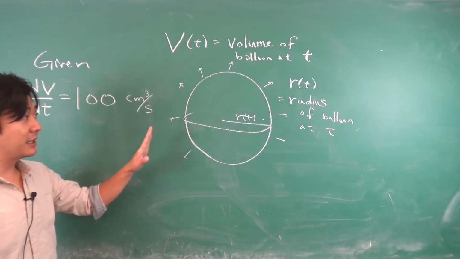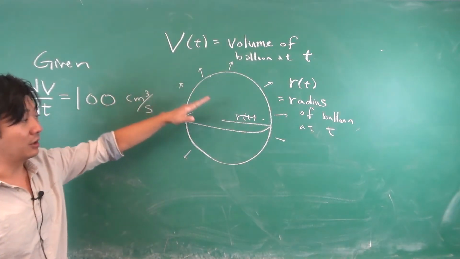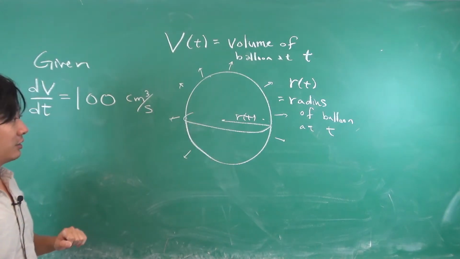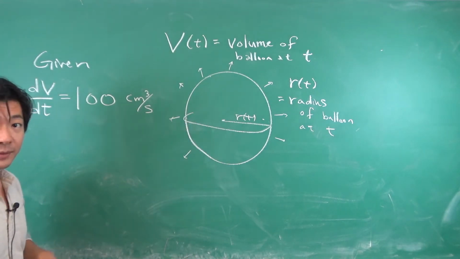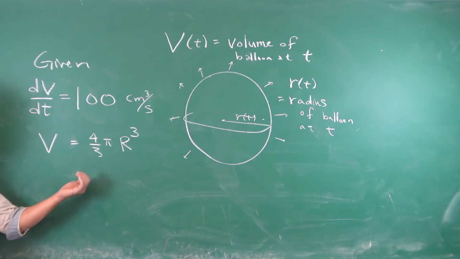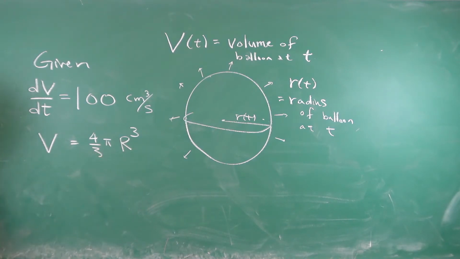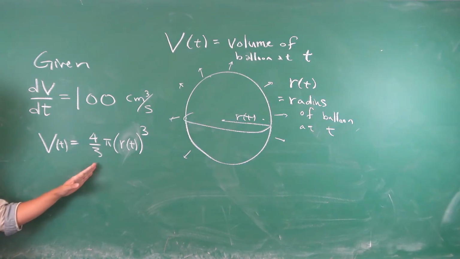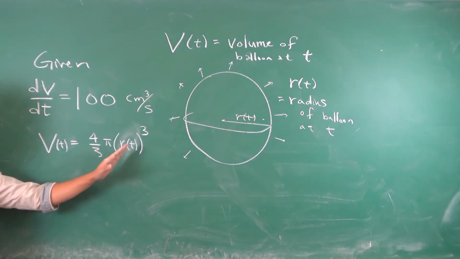Well, let's first write down the relation between the volume and the radius. The volume of a sphere is given by 4 over 3 pi times r cubed. But remember that volume and radius depend on time, and so the volume at time t is 4/3 pi times the radius at time t cubed.